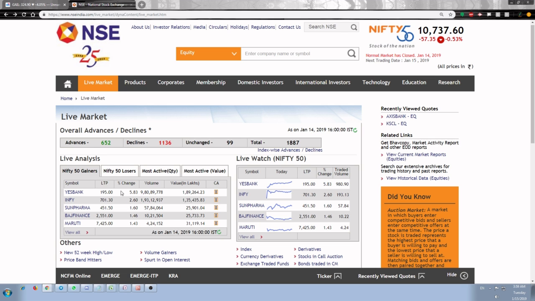Okay, so coming to the top gainers and losers, here you can see the top gainers and losers. Since the market was declining, since the declines were more, I would suggest to go ahead and short the market or short the stocks which are falling in the top losers.